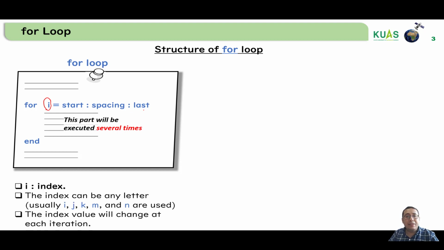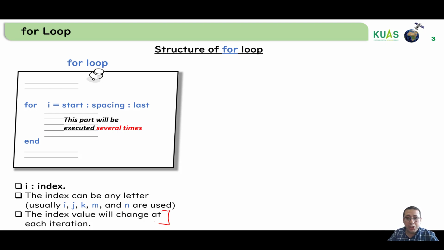What is i first? The i is called the index. And this index is just a letter, so it can be any letter from A to Z. But the most common are, as I wrote here, i, j, k, m, and n. This is the most common among programming languages. And the most important part is that the i value, or the index value, will change every time with the iteration.